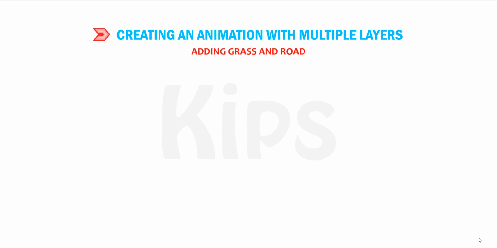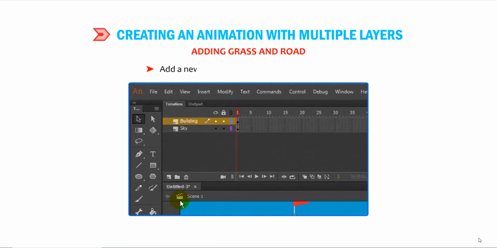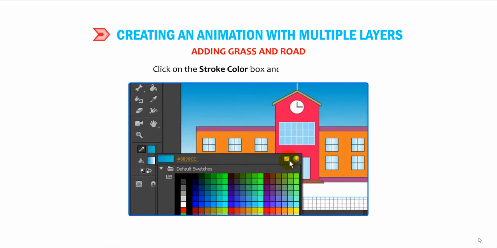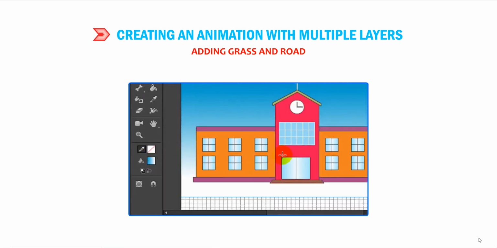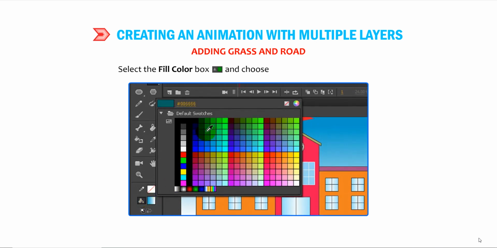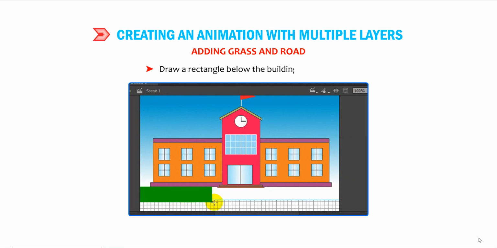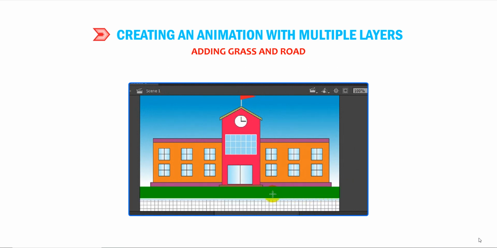Adding grass and road. Add a new layer and rename it as Grass and Road. Select the Rectangle tool. Click on the Stroke Color box and select No Color. Select the Fill Color box and choose bright green as the fill color. Draw a rectangle below the building for the grass.